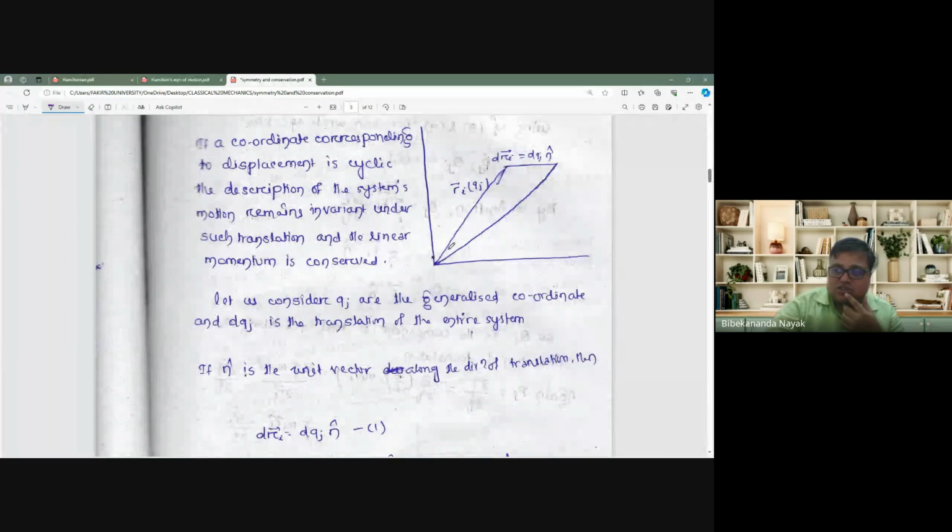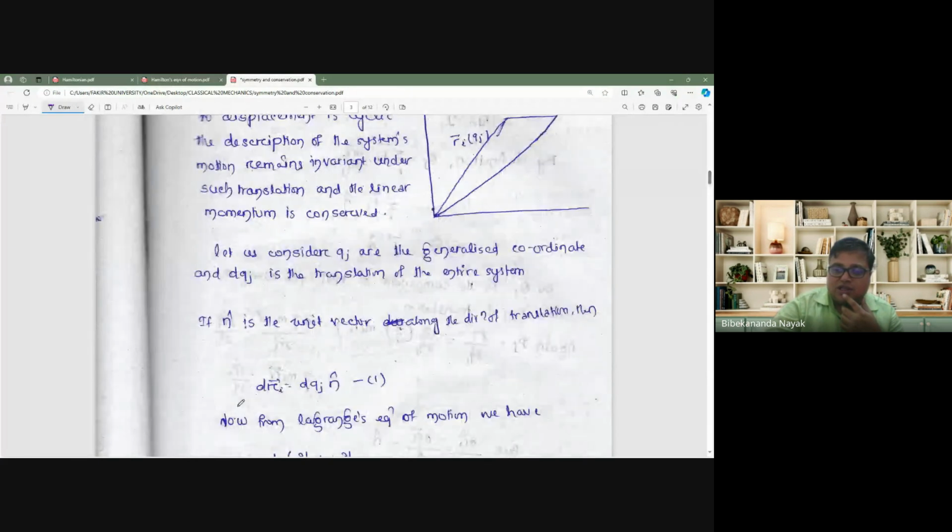Okay, let us consider this type of figure. Suppose ri is our initial coordinate, a function of qj, the generalized coordinate. It is displaced to this position. So that change will be dri, which is dqj times n cap. dqj is the scalar part, n cap is the vector part in this direction. So dri is equal to dqj n cap. So dri by dqj is nothing but n cap. We can say this from this equation.